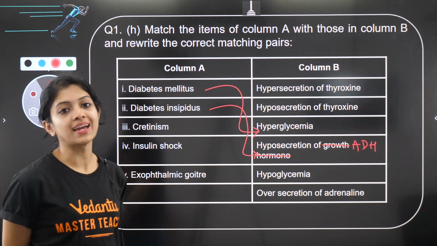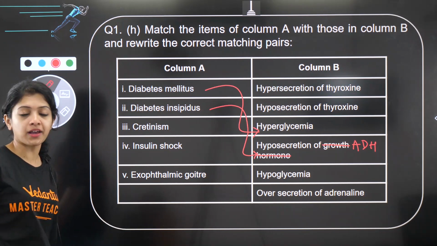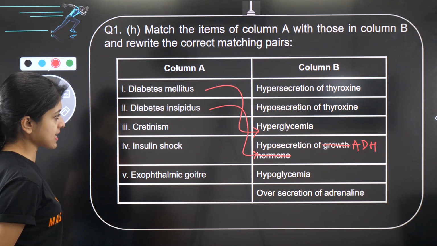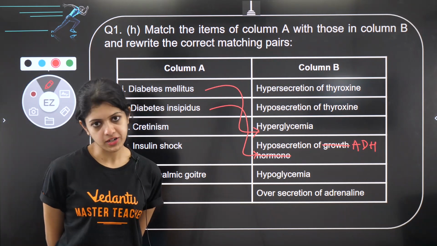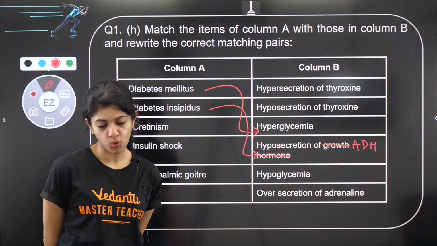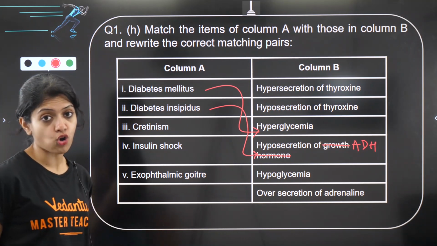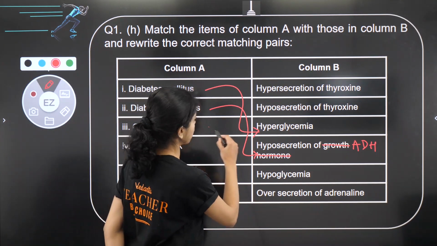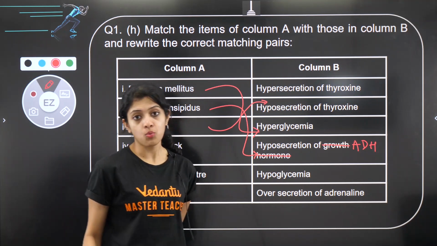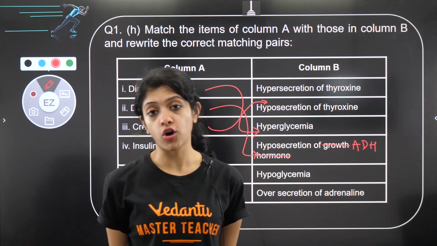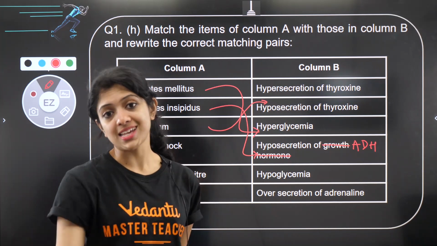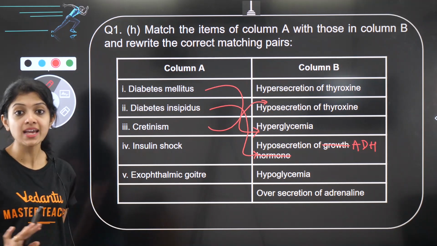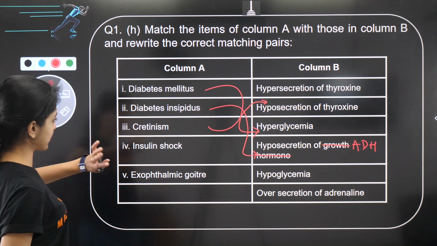Now third one, it says cretinism. Okay, where have you heard this term? Yes, cretinism is something related to thyroid. But is it hyper or hypo? Cretinism is in fact caused as a result of hyposecretion of thyroxine hormones. Okay, when the mother has low thyroxine hormones in her body, the baby she delivers can be born with a disease called cretinism. Okay, so we're done with 3 now.